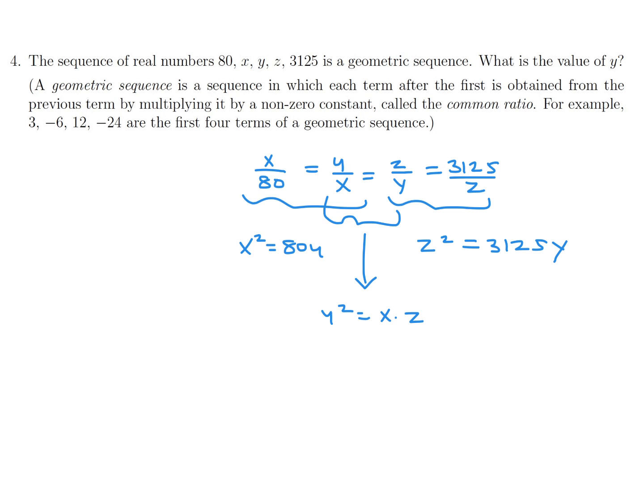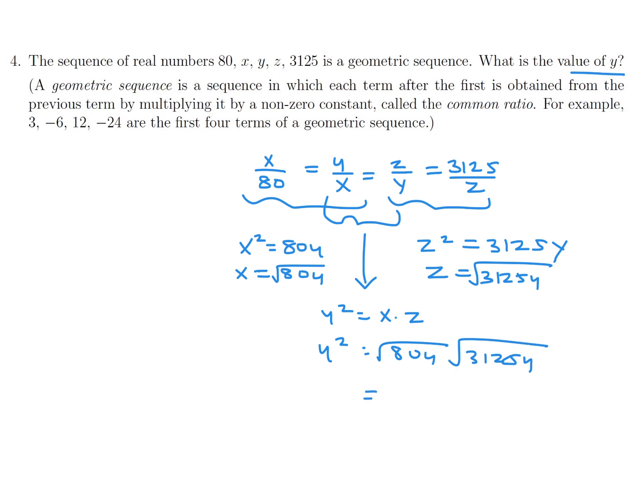Okay, so we are trying to find what? The value of y. Okay, so let's make everything in terms of y. That would mean x is root of 80y, and z is the root of 3125y. So plug that in here, 80y, 3125y, and then if we multiply that, that's going to be a big number, 250000 y squared. And then that would be 500y. Divide through by y, and we get y is equal to 500.